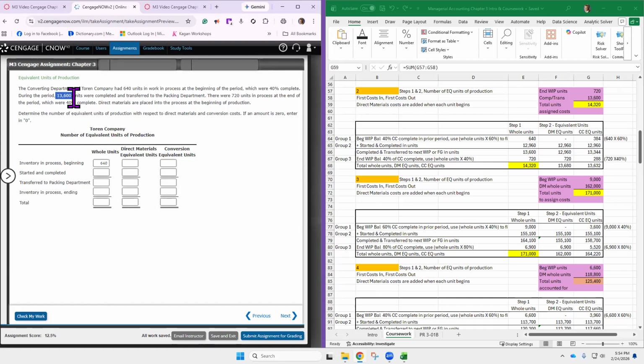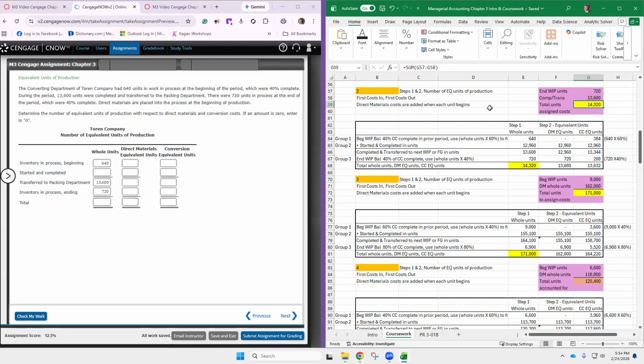So 13,600 were completed and transferred to packing. Put that in. Some of these you have to understand the relationship. And then the ending is 720. And now, in order to find our started and completed, what is it that goes with 640 that will get us a total of 13,600 being transferred out? Well, here is the math.